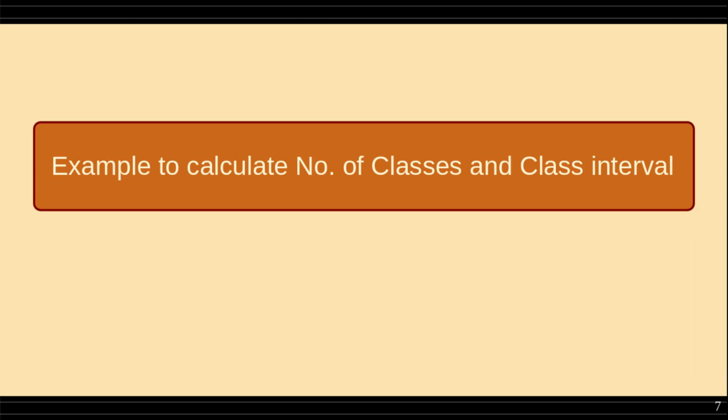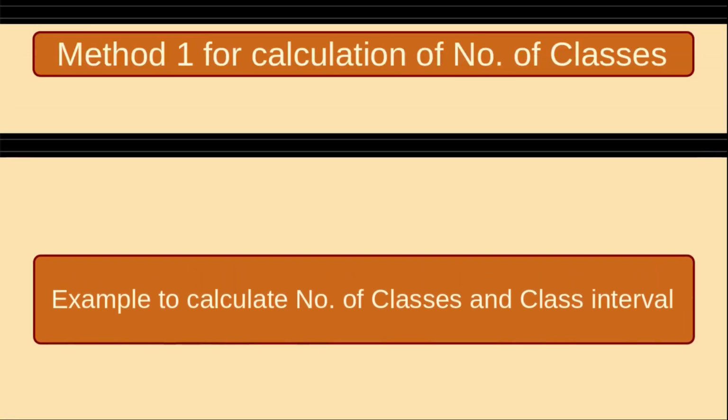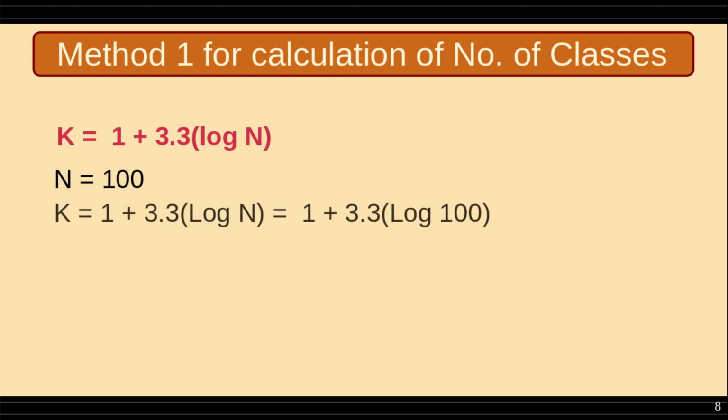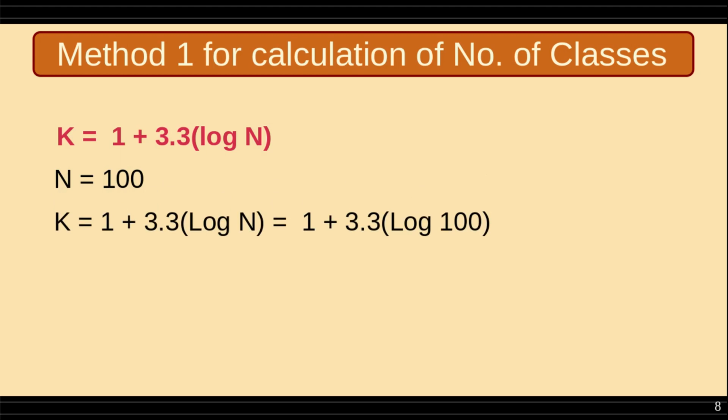Let's see some examples. Calculate the number of classes and class interval. First, we see the example of calculation of number of classes by method 1. If we have a total number of observations of 100, then k is equal to 7.6.